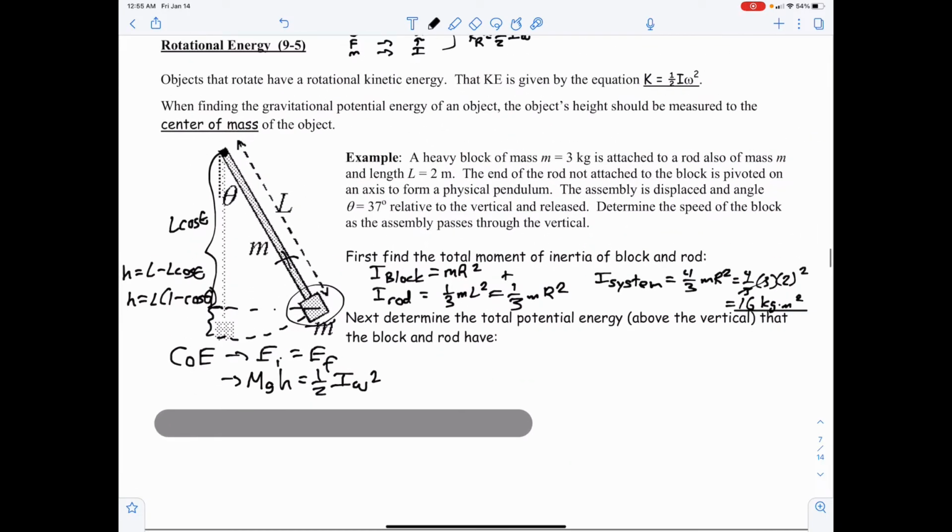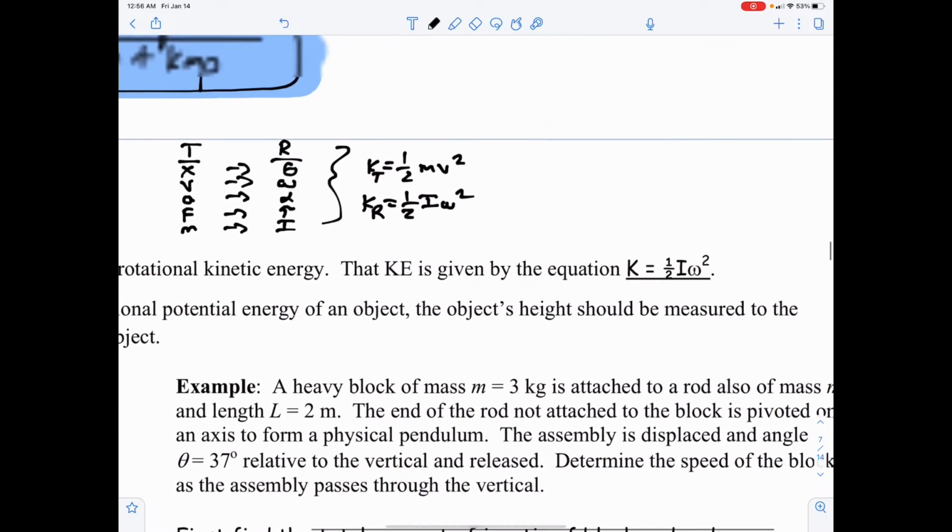Now, the other thing we need to do is figure out what's going on with this. It's not just the gravitational potential energy of the rod, it's the gravitational potential energy of the rod-block system. We found the total rotational inertia of the system. We should figure out what that mgh is, because it's not going to be just mgh. So here's how we can figure it out.